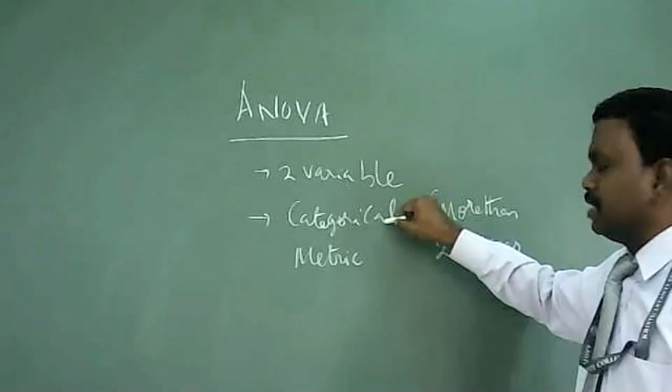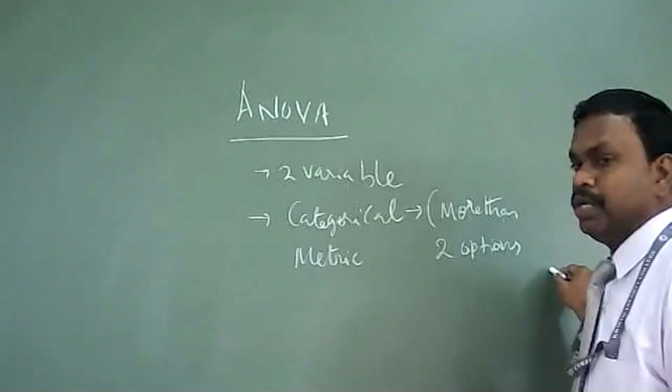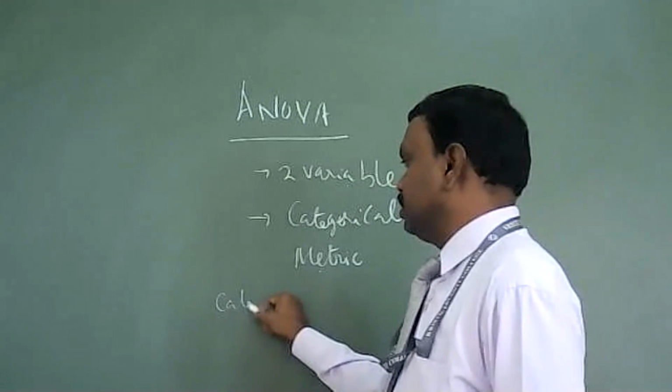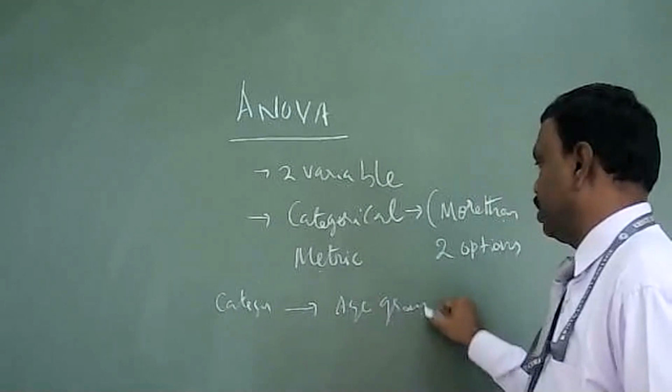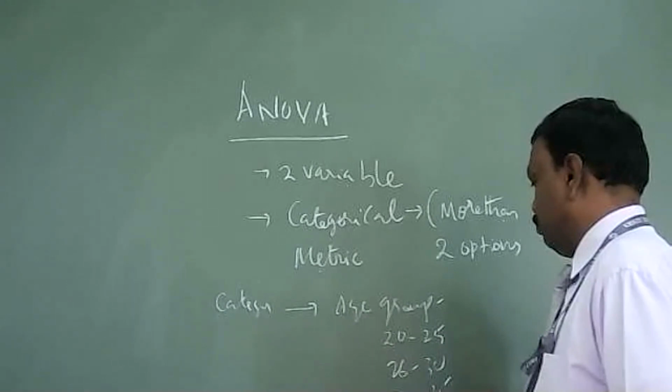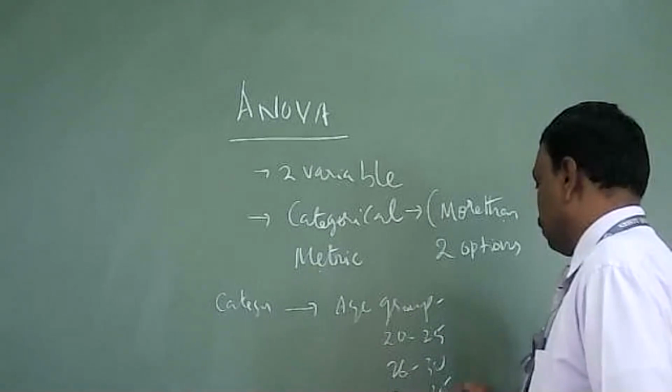One is categorical, and the categorical should have more than two options. And you should have a metric variable. So let me consider the categorical variable. Take the example of age group. Let's consider the age groups 20 to 25, 26 to 30, 30 to 35, and above 35. This is just an example.